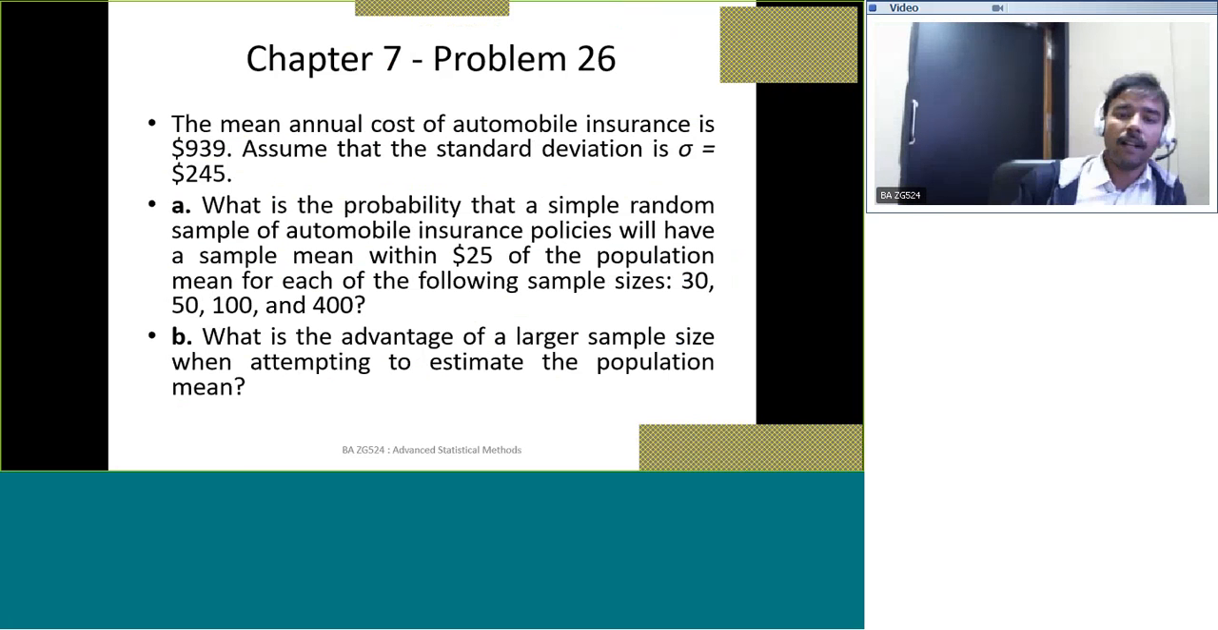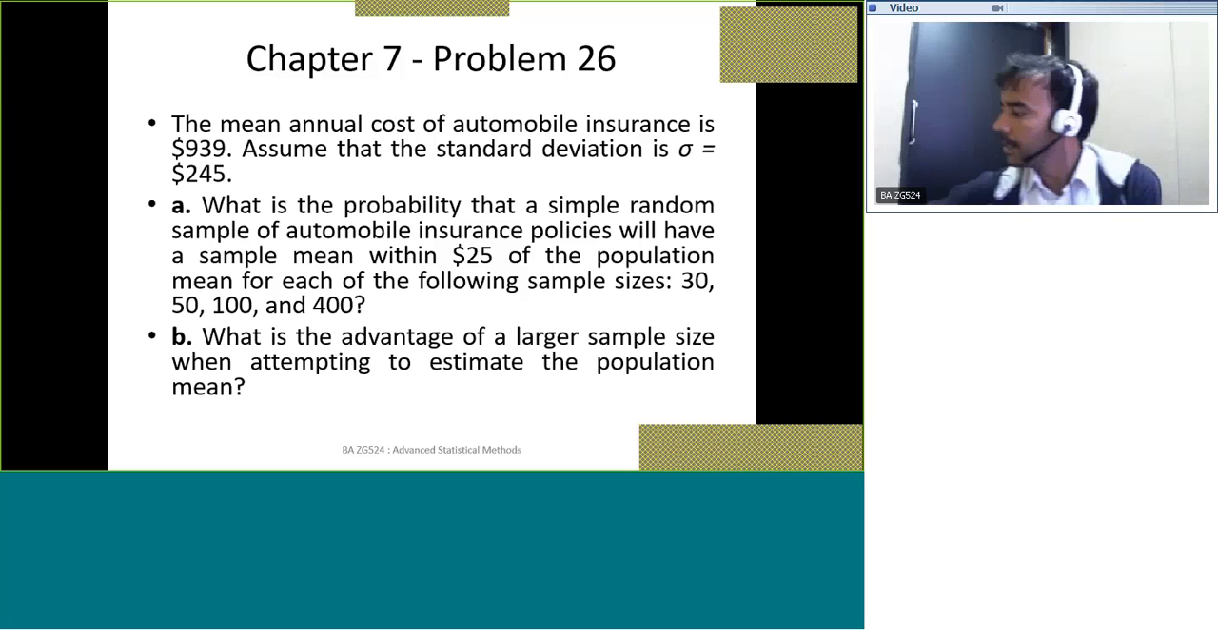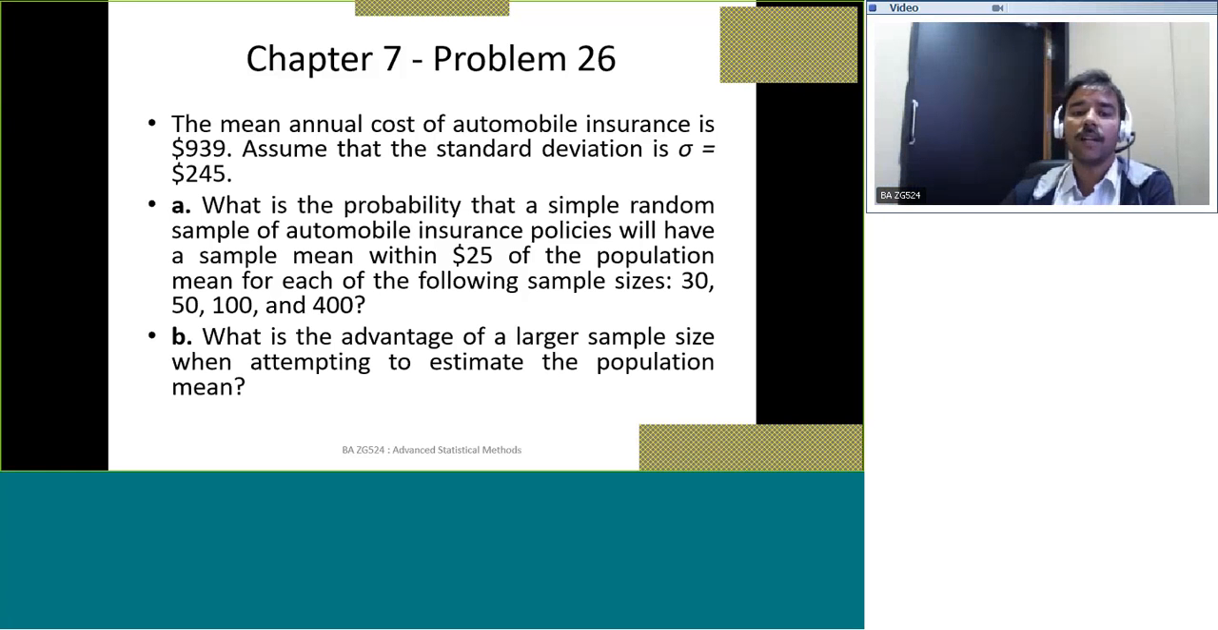Just go through the question. What we have is the mean annual cost of automobile insurance. That is, mu is $939 and sigma is $245. So what question have I asked? What is the probability that a simple random sample of automobile insurance policies will have a sample mean within $25 of the population mean? What do you mean by within $25 of population mean? Can I get any answer from your side?